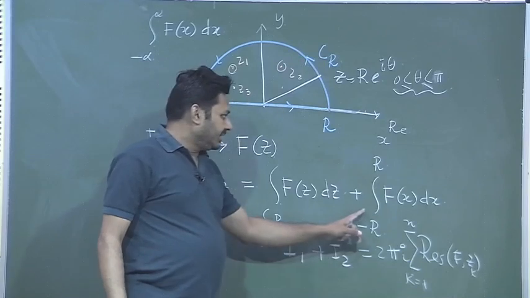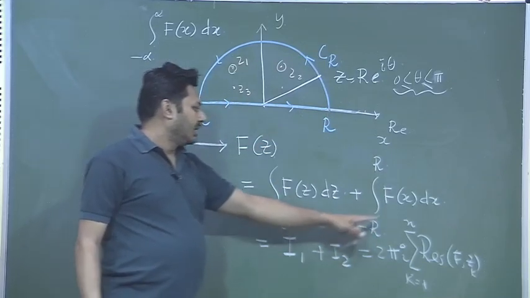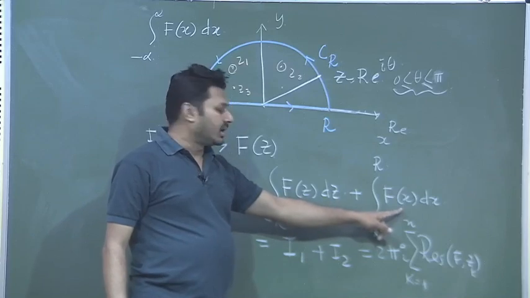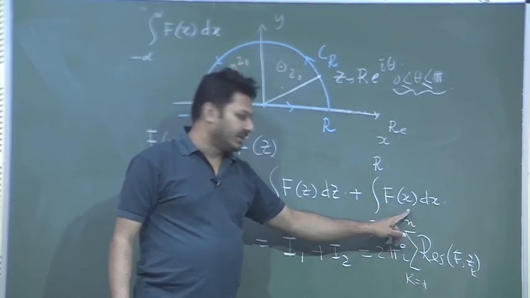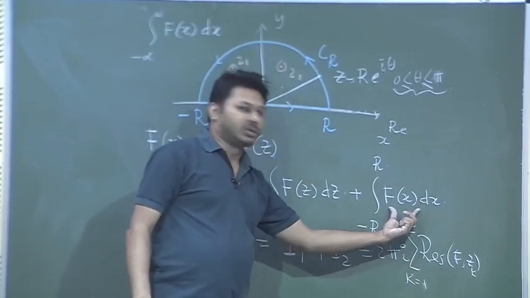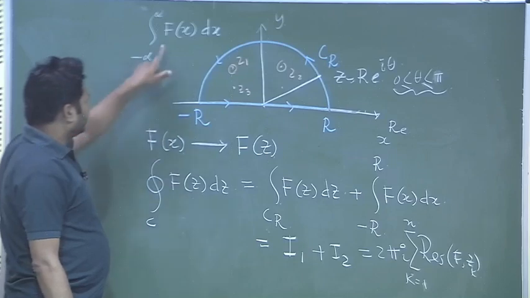And then I have another integration, which is this line integral from minus r to r, and the function is now, I should not write f(z) because y is 0, so I will write f(x). So my integration is this one, this is the desired integration I have.